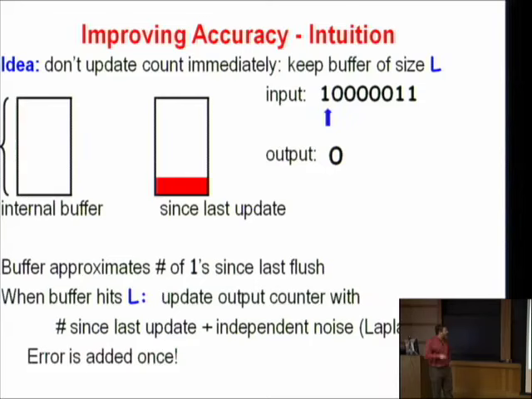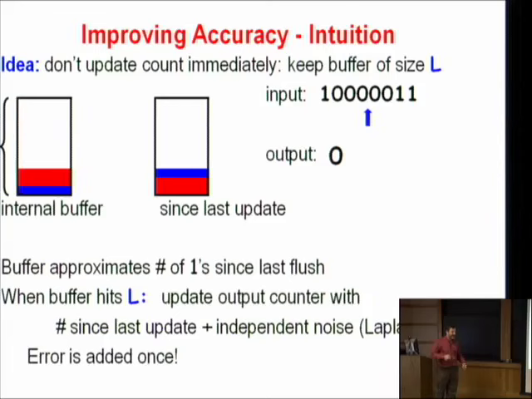The buffer grows. At some point I say, that's enough, and I actually output these ones to the counter. Sometimes the buffer gets incremented because of noise, sometimes because an actual one arrives. For the buffer, I'm using the bad approximation. We'll see that the combination of these two things together actually gives us a better approximation.